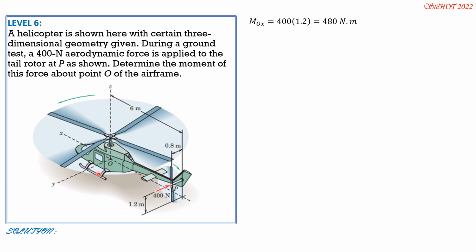MOY, your right thumb should be here. The sense is in that sense, parallel to the y-axis, so it has no moment about OY, 0. MOZ, your right thumb should be here. The curling of your forefingers should be in that sense, which is the same sense as 400 times 6. So MOZ is positive 400 times 6, so 2,400 Newton meter. Therefore, the moment about O of this force, in vector form, is 480 I plus 2,400 K Newton meter.